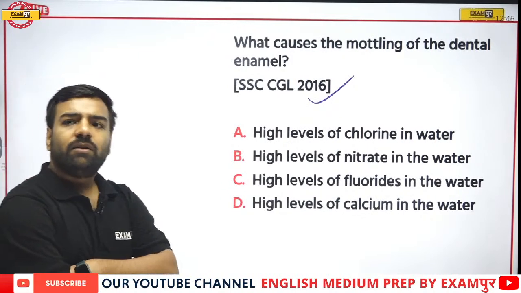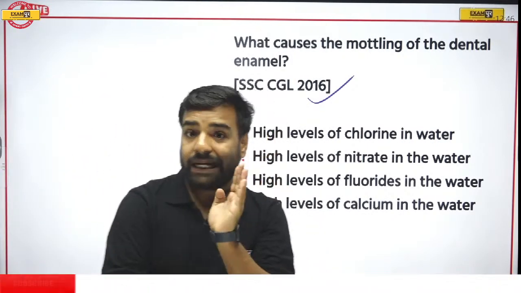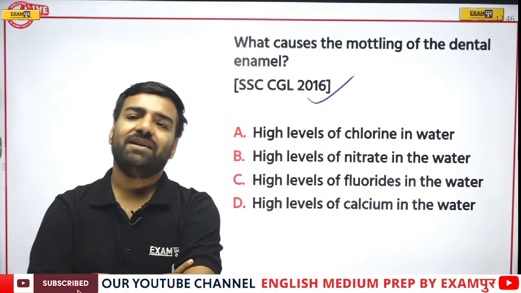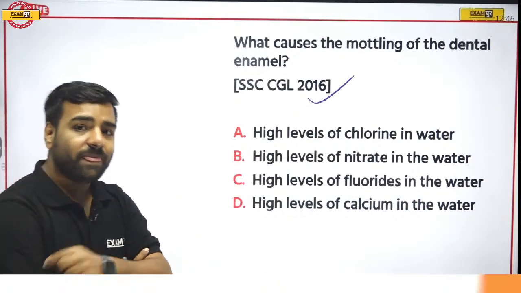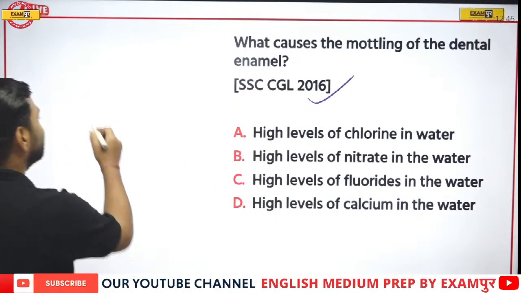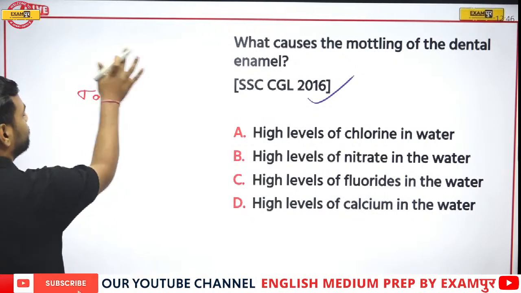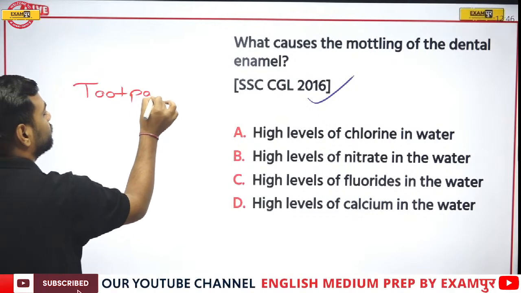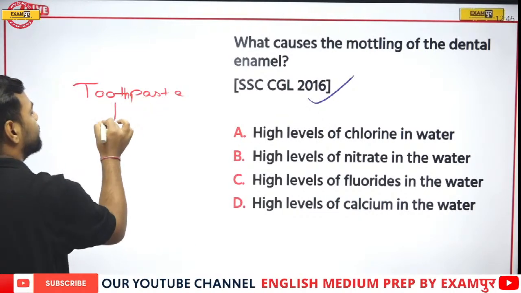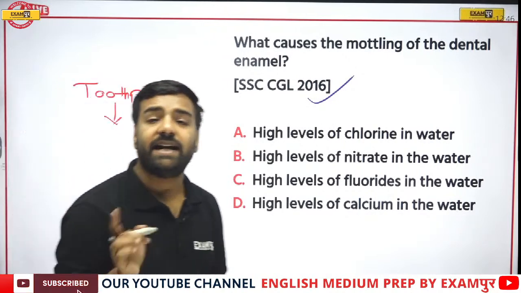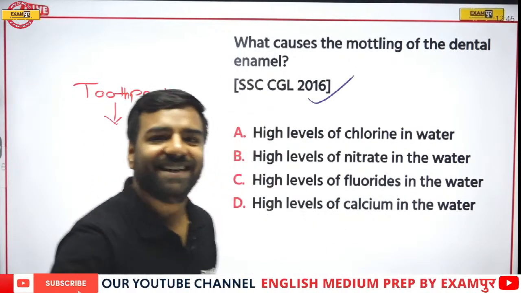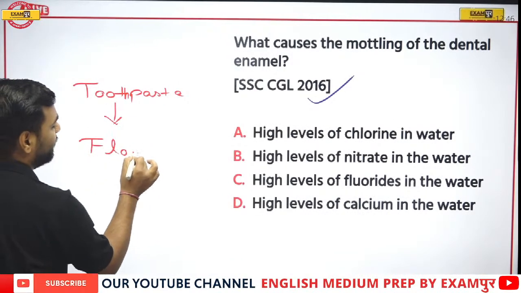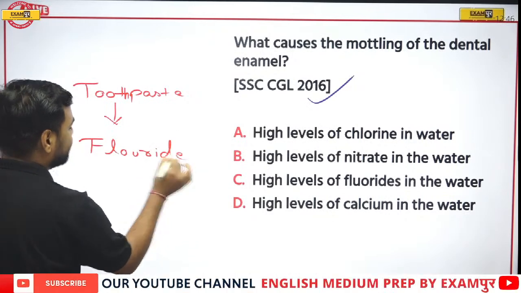Mottling of dental enamel. We have just discussed it, but in an indirect manner. So who can relate it with the real answer? Remember toothpaste? We were discussing something about toothpaste, one thing which is very, very important, which is added in the toothpaste. What was that? Yes, very good, Ram. Awesome. When we were talking about toothpaste, we were discussing this fluoride, which was of extreme importance for keeping our teeth healthy.